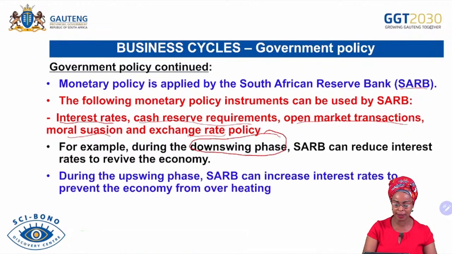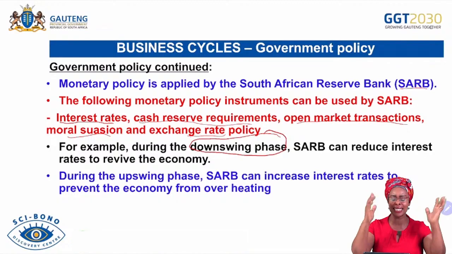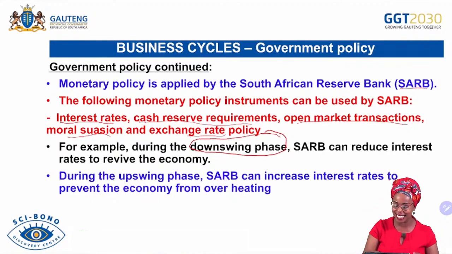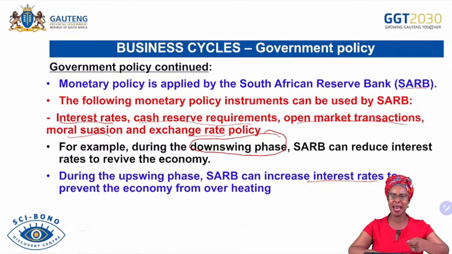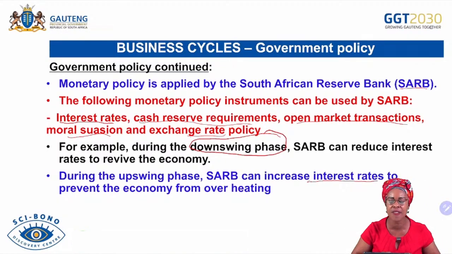I will repeat. If it is utilized to revive the economy, then this will be called the expansionary monetary policy. During the upswing phase, where inflation is a serious problem, the prices are high, the Reserve Bank can increase interest rate. The Reserve Bank can be strict. Then we will call it restrictive monetary policy, by trying to discourage people to borrow and spend, and rather encourage them to save and invest.